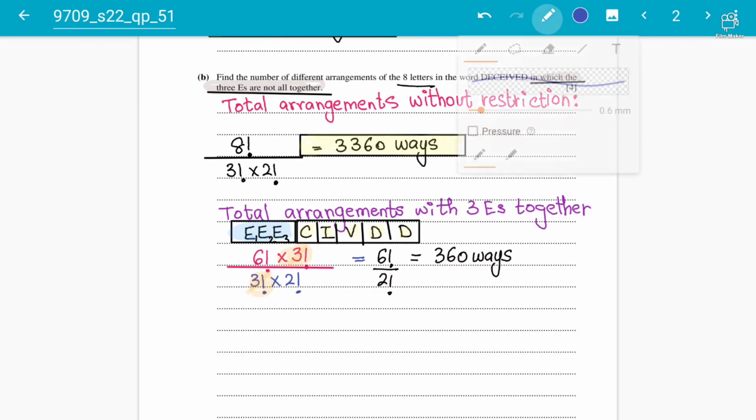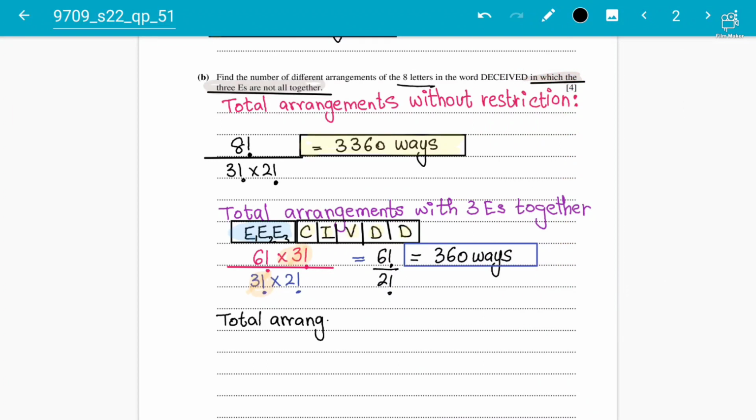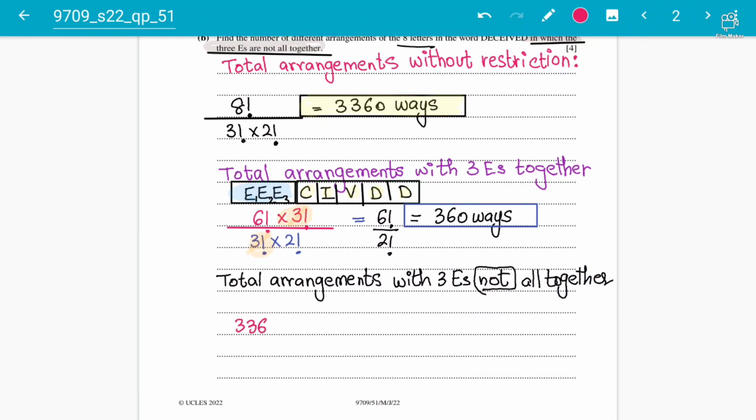And now you will go for the final working. This is 2 marks as well, and the last mark will be the answer mark, that is the total arrangements. All working, everything I'm showing, students. So total arrangements with 3 E's not all together. I'm making it bold as well. With 3 E's not all together, it will be simple. It will be 3360 total arrangements minus the E's together. So your answer is going to come as 3000 ways as the final answer, which will give you all 4 marks.